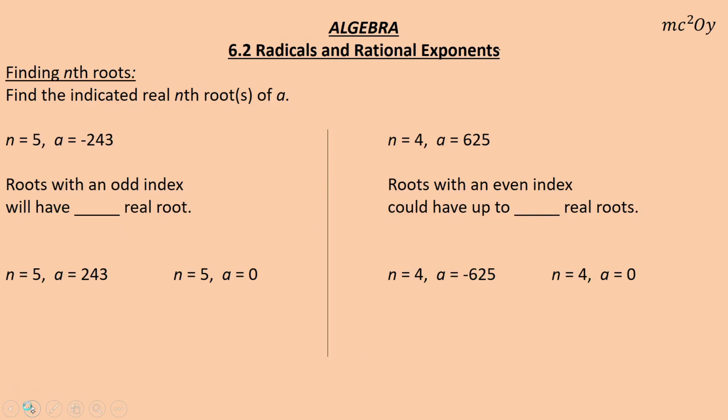There's some odds and ends we need to take care of. So find the indicated real nth root of A. So really what we're saying here is try to find the nth root of A. Okay, that's what this is asking. And so that means when we look at n is 5. So we're looking for the 5th root of negative 243.